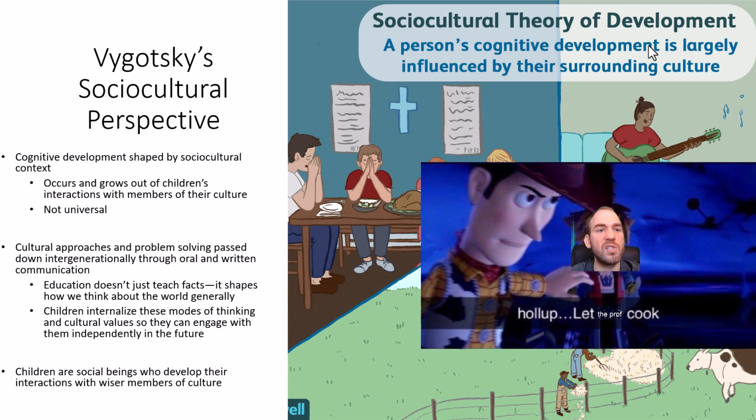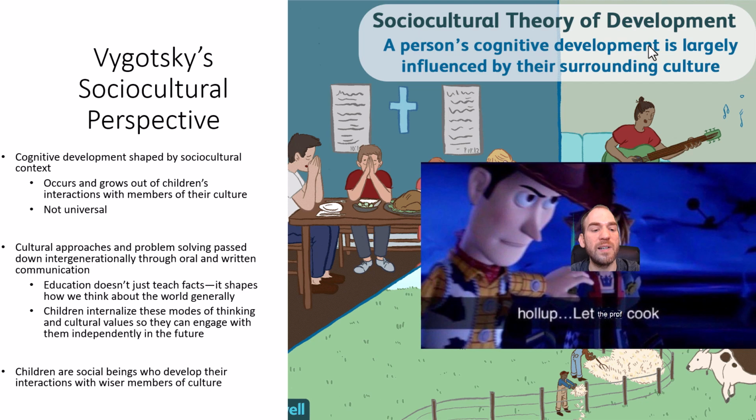Next, Vygotsky, sociocultural perspective. Cognitive development is shaped by sociocultural context, according to Vygotsky. It occurs and grows out of children's interactions with members of their cultures, and development is not universal. Cultural approaches in problem solving are passed down intergenerationally through oral and written communication. Education doesn't just teach facts. It shapes how we think about the world generally. Children internalize these modes of thinking and cultural values so they can engage with them independently in the future.